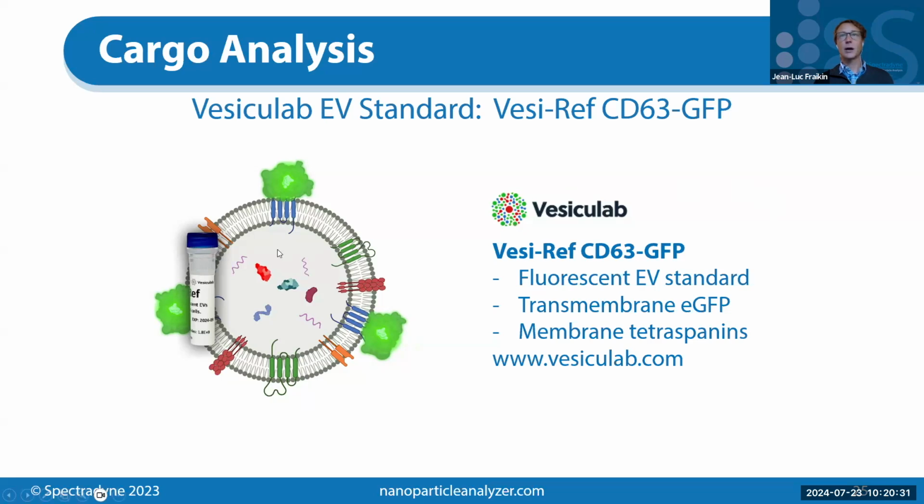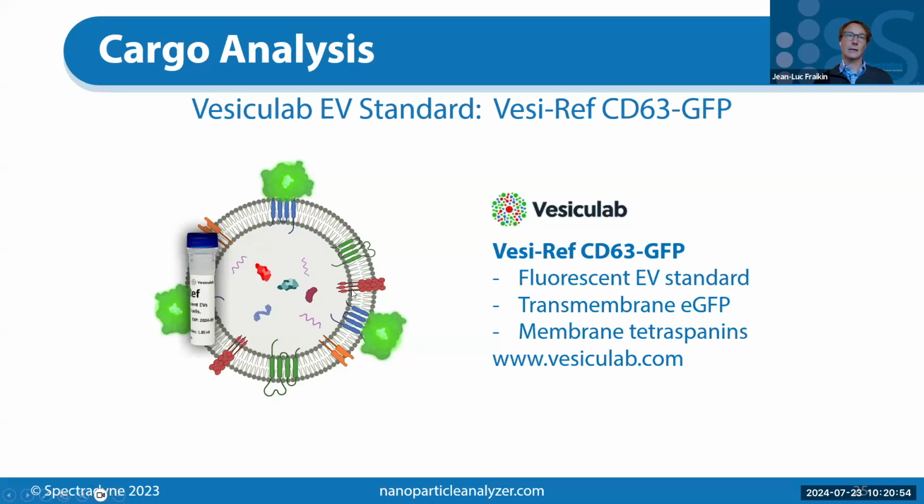This particular product is a recombinant EV that expresses a fusion protein between CD63 and GFP. So what that means, CD63 is a tetraspanin, right? It's one of the common EV tetraspanins. It's a transmembrane protein, and some of them in this sample are then conjugated to GFP also.